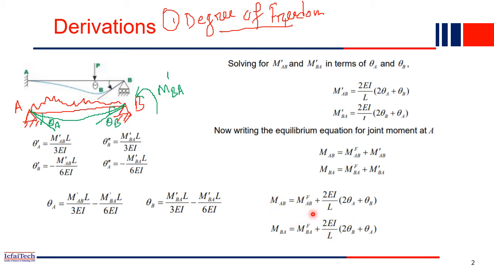MAB equals fixed moment of MAB plus 2EI by L into 2 into near end. Near end is A, so 2 into theta A plus far end, which is B. Similarly, vice versa for MBA, it is theta B. So these two equations are called slope deflection equations, and using them we can compute indeterminate structures.